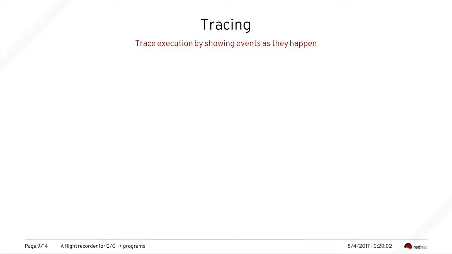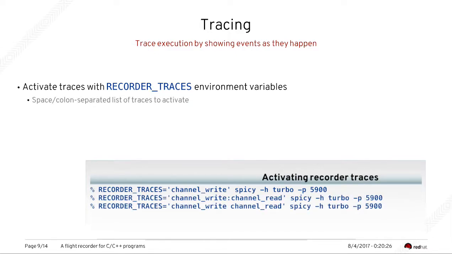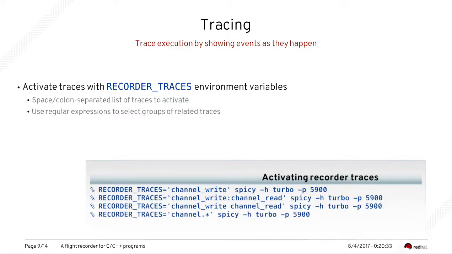Now, tracing is one of the interesting features of this approach. It lets you trace execution of your program by showing the events as they happen. So you activate traces by giving the name of recorders in the recorder traces environment variable. So for instance, if you set recorder traces equals channel write, then you're going to see all the records being done to the channel write recorder. You can use multiple names separated by colons or spaces, and you can use regular expressions to select groups of related traces, for instance, all traces that begin with channel in that case.